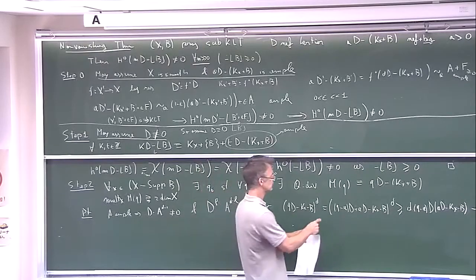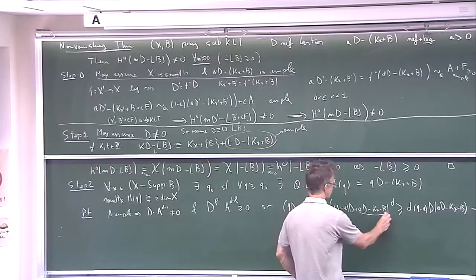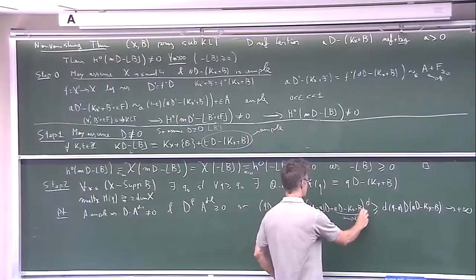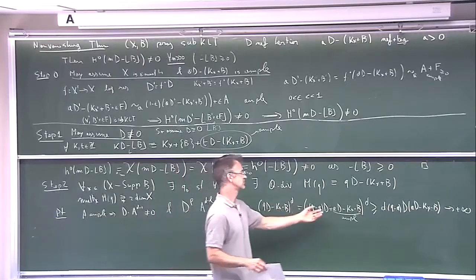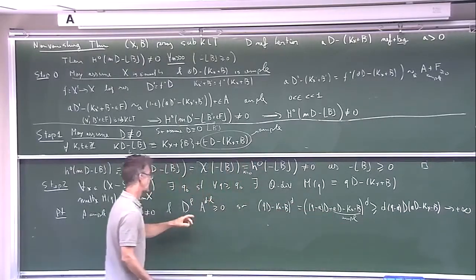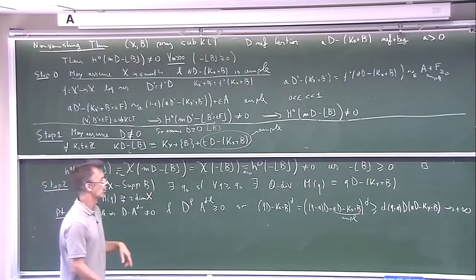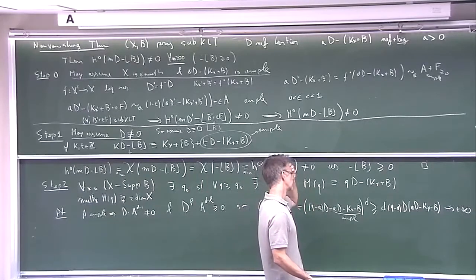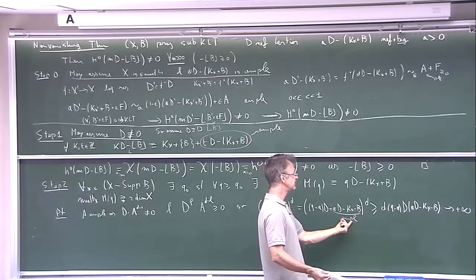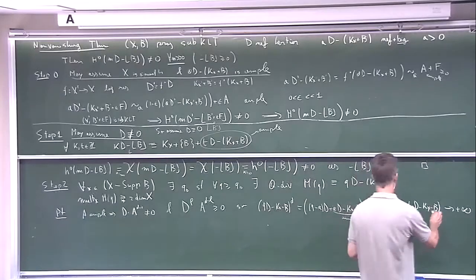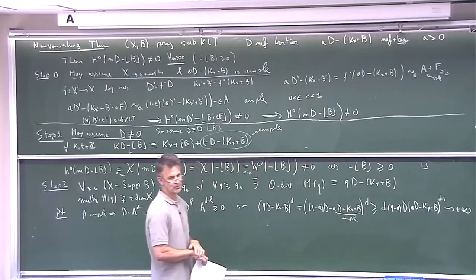I'm going to split it up into two parts. I'm going to split it up into AD minus KX plus B. This is my ample guy. And then the rest. Now I do a binomial expansion of this guy, and I know that each contribution to the binomial expansion is non-negative. So I just focus on one of the contributions. The one I'm focusing on is the one where this appears with exponent 1, and this appears with exponent d minus 1. Obviously I've forgotten exponent d minus 1 here, right? Something homogeneous of degree d can't become homogeneous of degree 2 artificially.